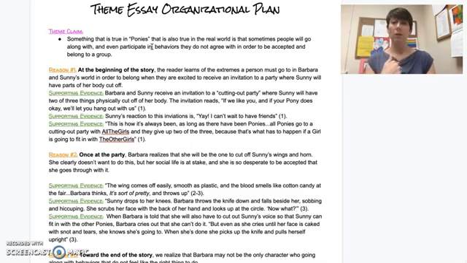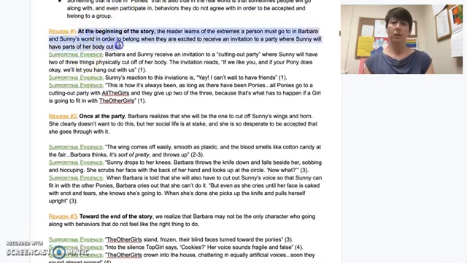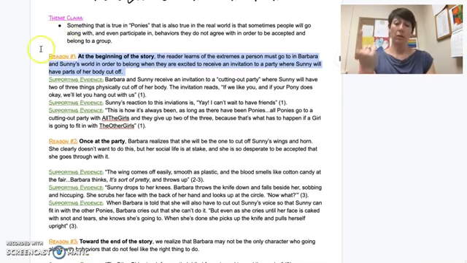So to help me make sure I do that, my first reason is all drawing from the very beginning of the story where the author really lays the groundwork for this theme. So for me, I'm saying, my first reason why I think this theme claim is true is that at the beginning of the story, the reader learns of the extremes a person must go to in Barbara and Sunny's world in order to belong when they are excited to receive an invitation to a party where Sunny will have parts of her body cut off. Ugh.